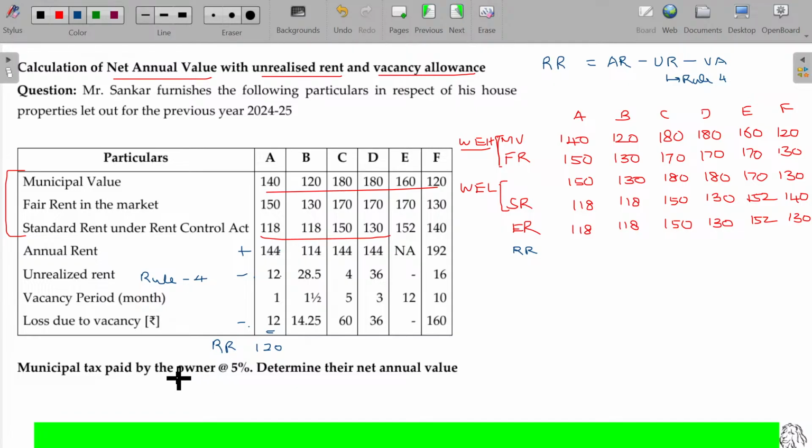Municipal tax paid by the owner, 5%, can be deducted from the GAV to arrive at the NAV. Determine the net annual value. So 144 minus 12 minus 12, 120. 114 minus 28.5 and minus 14.25. What is the value? Come on, tell me.